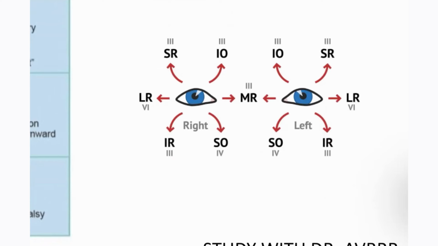And here you can see the picture: superior rectus, inferior oblique, and inferior rectus. So the third cranial nerve here, LR6, the sixth cranial nerve, and SO4, the fourth cranial nerve. This is the medial, this is the lateral, and here you can see the superior oblique and inferior rectus.